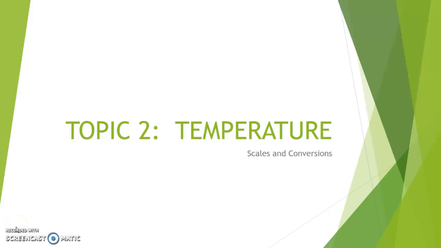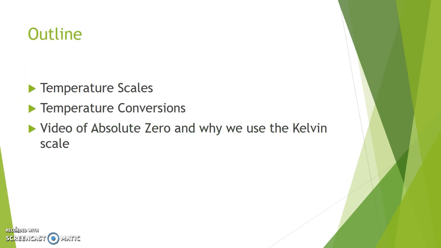Topic 2 in this unit is on temperature. In this chapter, we're going to look at the temperature scales as well as converting between the three different temperature scales. At the end of this lesson, you need to take the quiz on Schoology as well as watch the video on absolute zero and why we use the Kelvin temperature scale.